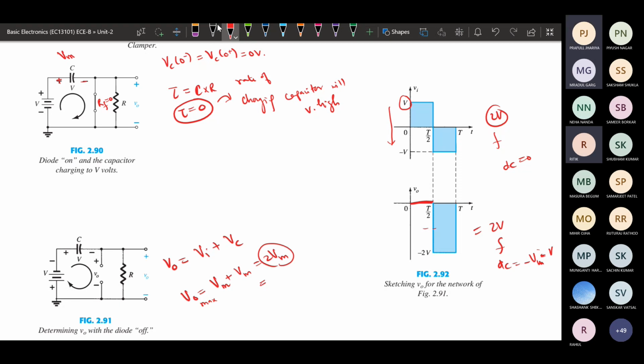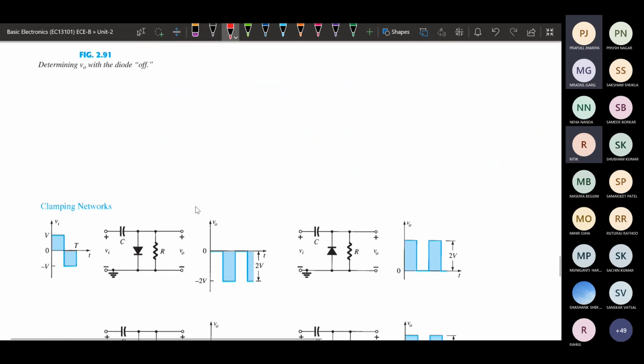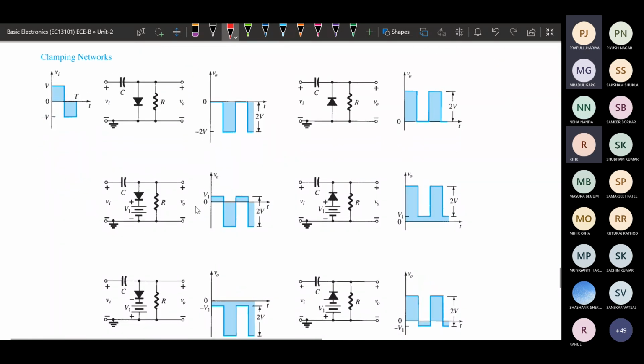So it is clamping the input waveform from 0 DC to some DC that is negative. So this is nothing but the negative clamping. Just to get this, we can summarize how this clamping is being done.